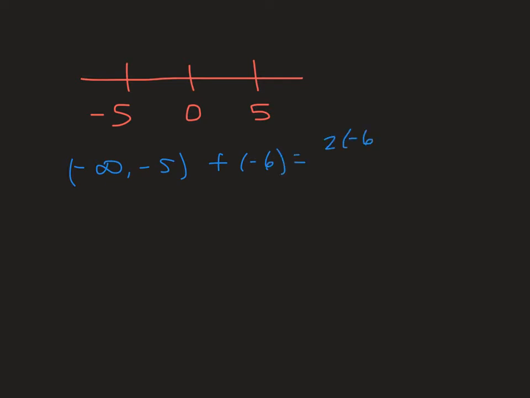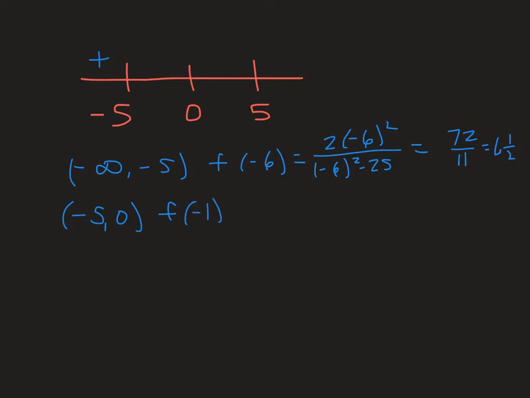2 times negative 6 squared over negative 6 squared minus 25. Well, that is 72 over 11. And that's equal to about 6.5. It's positive, so we'll be above the x-axis there. Now let's look at negative 5 to 0. We can choose a value. Let's choose negative 1, that's in that interval.